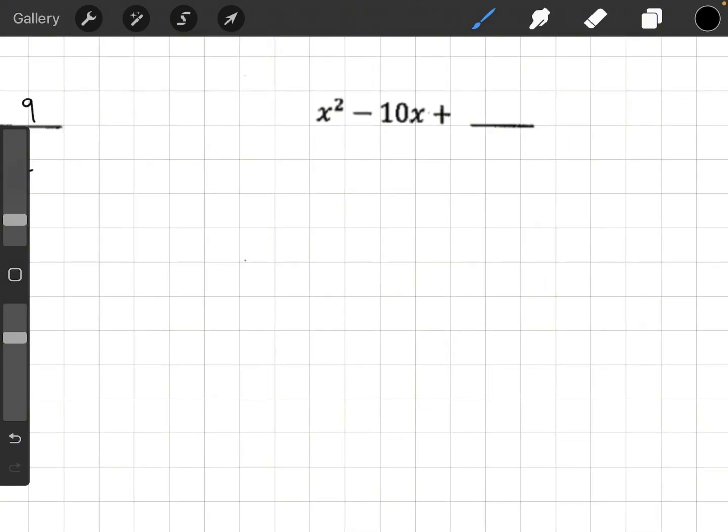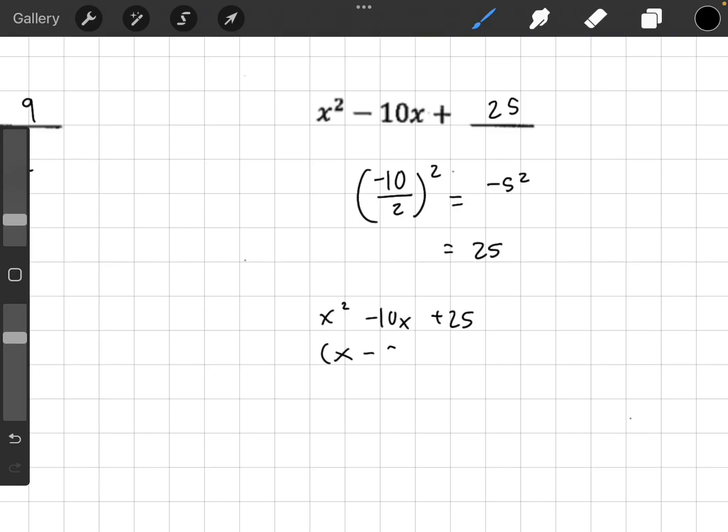Second example, half of this second coefficient is negative 10 divided by 2, which is negative 5. Negative 5 squared is 25. So we have x squared minus 10x plus 25 factored. We have x minus 5 multiplied by x minus 5, or x minus 5 squared.